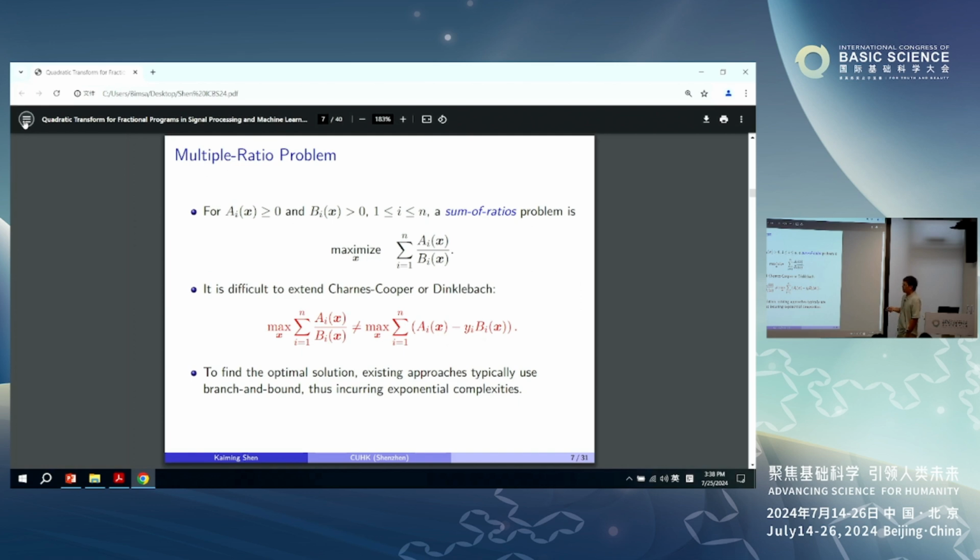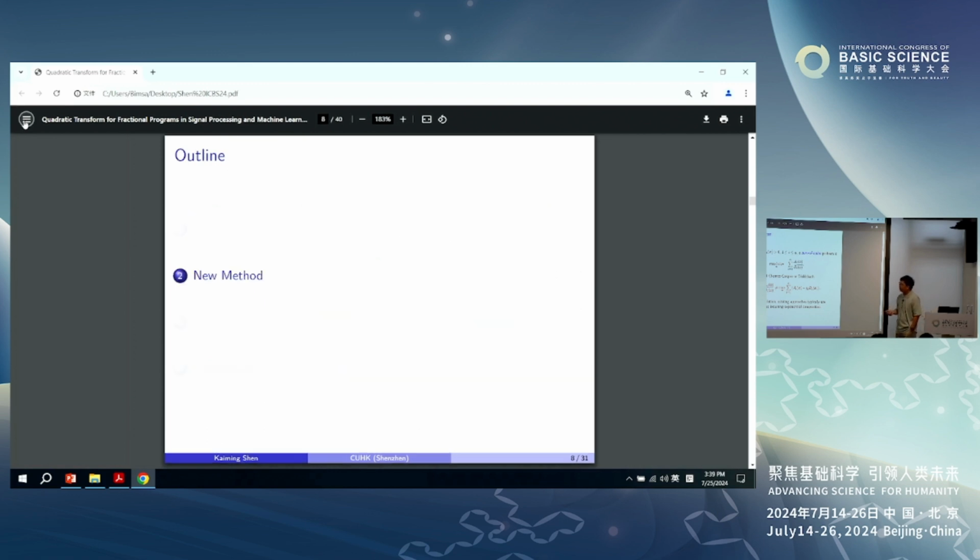Since the classical method cannot be applied here, the existing works mostly rely on the branch and bound algorithm to find the global optimum. And we know that branch and bound is almost the same as exhaustive search. It can incur an exponential complexity, so it's not suited for practical use. Okay, in order to address all the above issues, we propose a new method called quadratic transform.